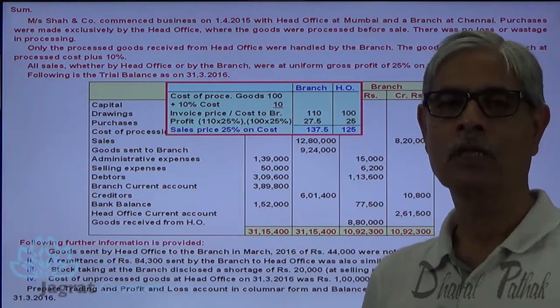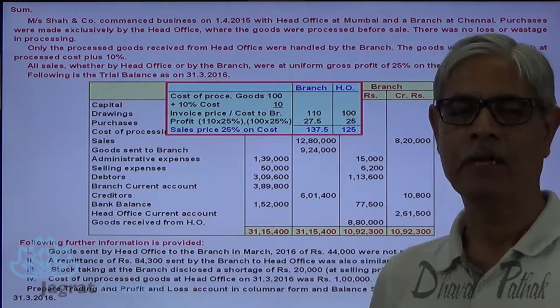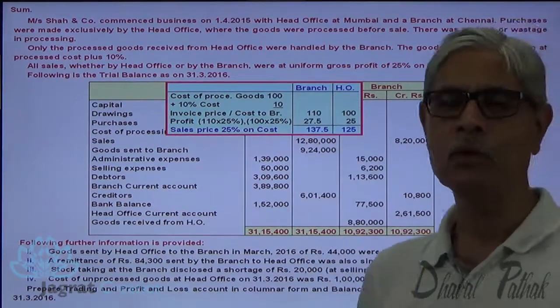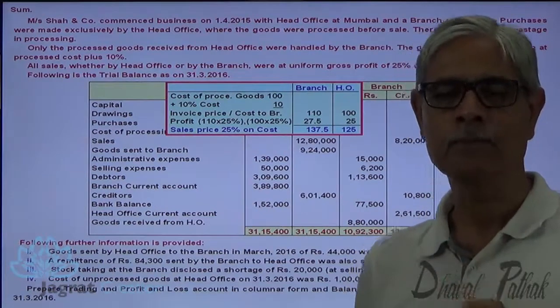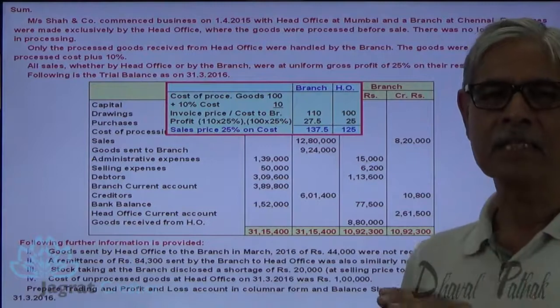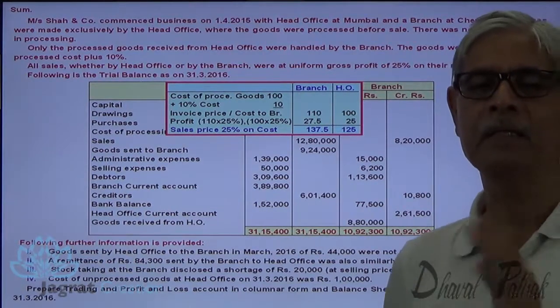branch, how the sales is being affected by HO and branch, at what price. This information is also very useful to us to find out the unrealized profit on processed goods lying at branch where 20% profit load is being made by the HO.